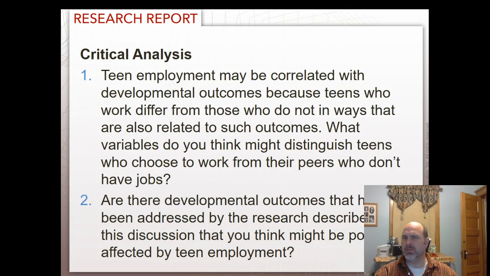What variables do you think might distinguish teens who choose to work from their peers who don't? Are there developmental outcomes that have not been addressed by the research described in this discussion that might be positively affected by teen employment? So you decide.